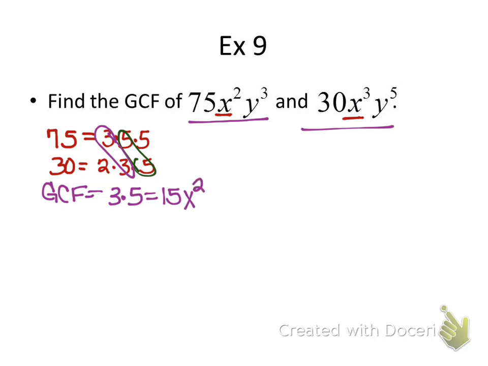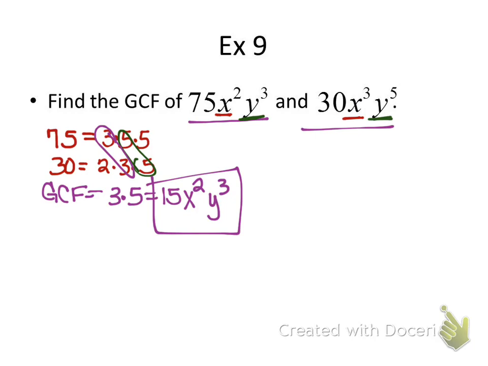So I come back up and look at my next variable, a y. Does my 30 have a y? Yes. So I'm going to use the variable with the smallest exponent. What's my smallest exponent? You can say y to the third. So that's going to be the greatest common factor. We don't put nothing in between them? Nope. It's just 15x squared y to the third.